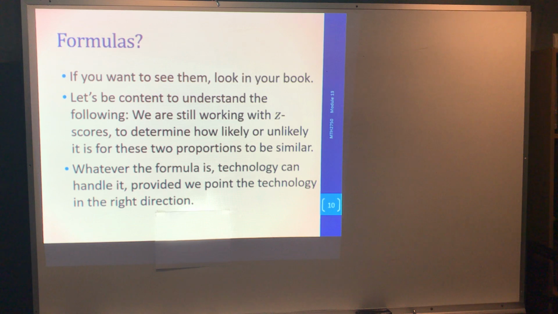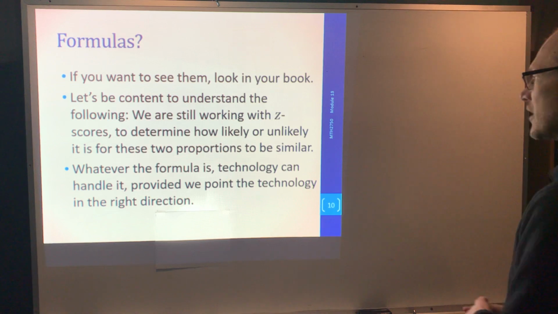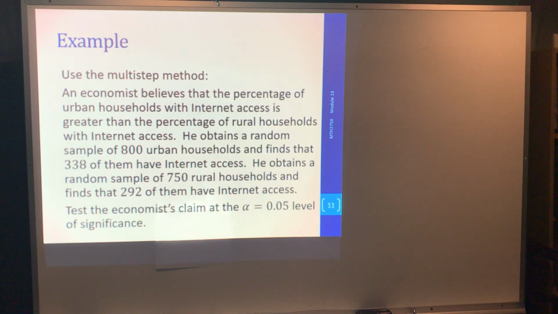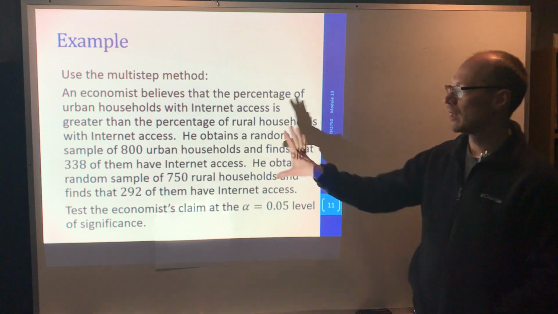You don't want to see the formulas. I'm sure they're in your book. We're just going to be working with z-scores to determine how likely it is these two proportions are similar. And the technology is going to handle it, provided we point the technology in the right direction. So let's use the multi-step method to address this.